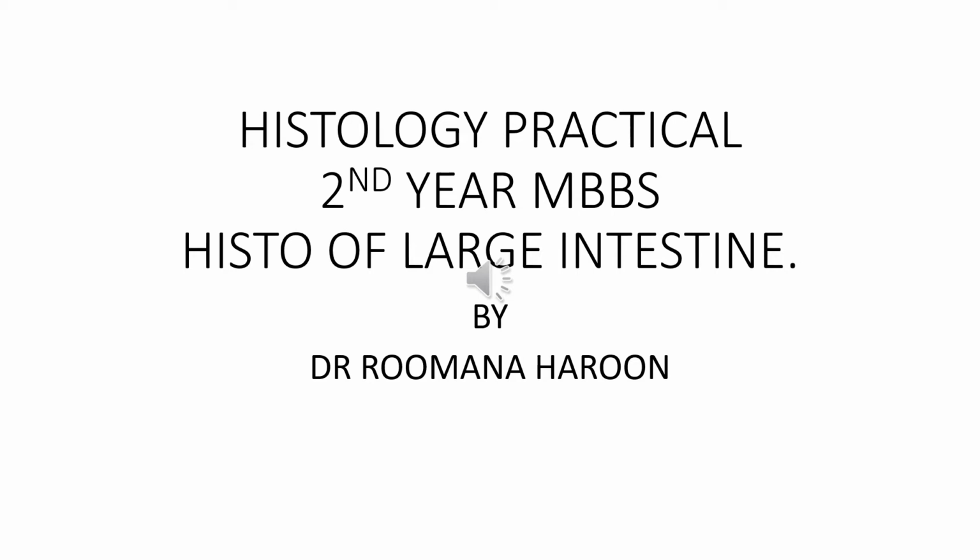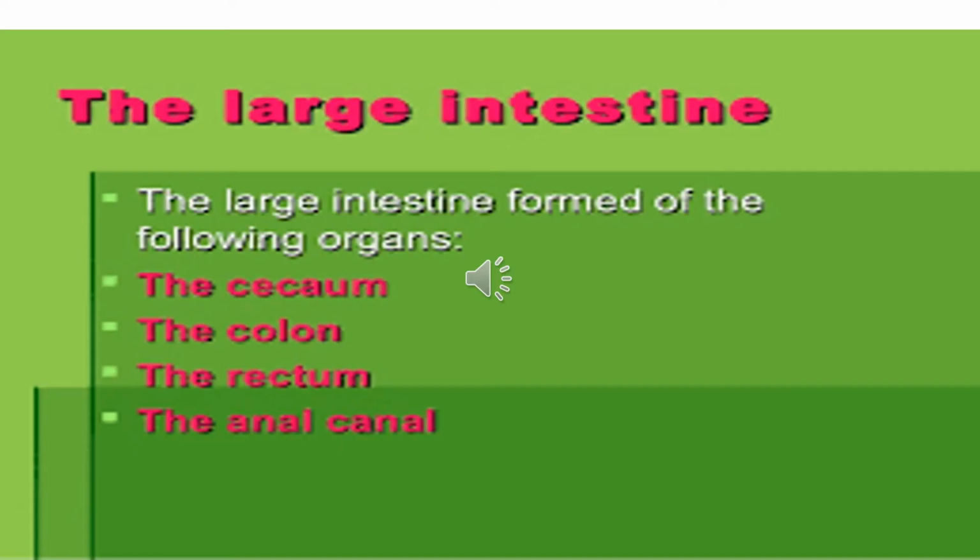Romana with your histology practical on large intestine. The large intestine is actually subdivided into cecum, colon, rectum and anal canal. And the colon and the cecum are indistinguishable histologically and therefore they are discussed as a single entity.